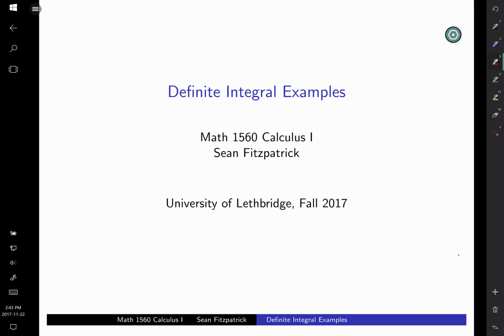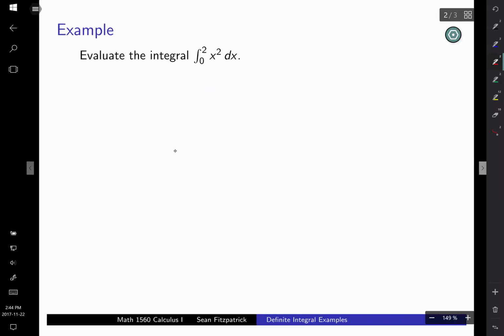Okay, so in this video for Math 1560 Calculus 1 at U of L for fall 2017, we're going to look at a couple of examples using the definition of the definite integral to actually evaluate some integrals. So we're going to set up this definite integral as a limit of Riemann sums, and we're actually going to try to compute this thing. We're going to try and find this limit as n goes to infinity.